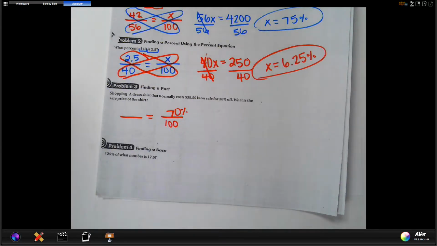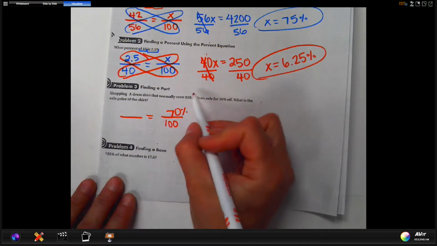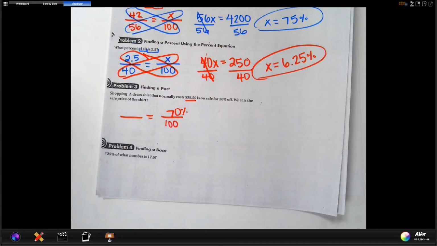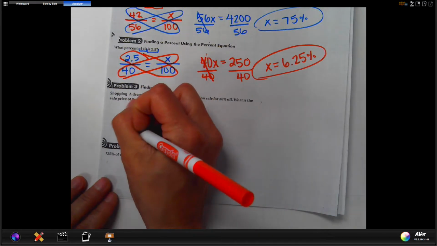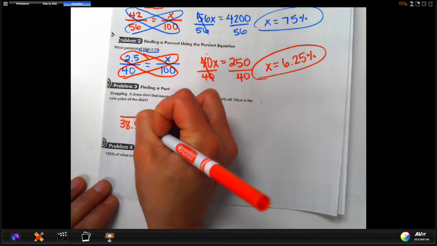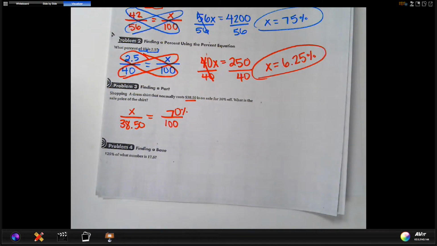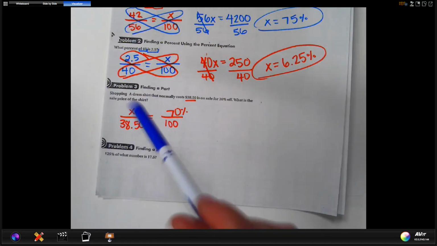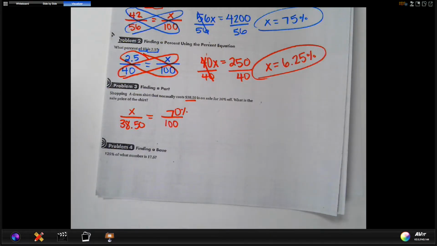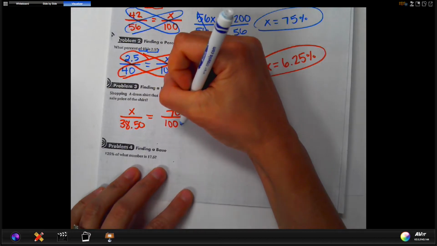All right. If the shirt normally costs $38.50, is that the part or the whole? That's the whole. So that's got to go at the bottom. Meaning what we're trying to find is the discounted price, the 70. If you're only paying 70%, that's how you set that up. Okay? So what do we cross multiply? 70% is $38.50. Yeah, and I like to put the X on the left.